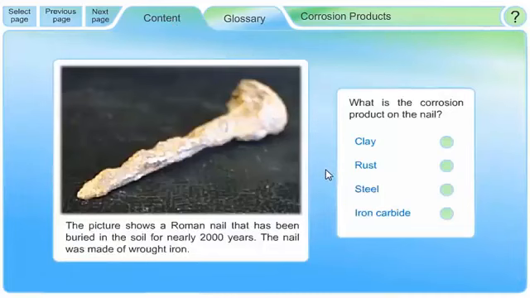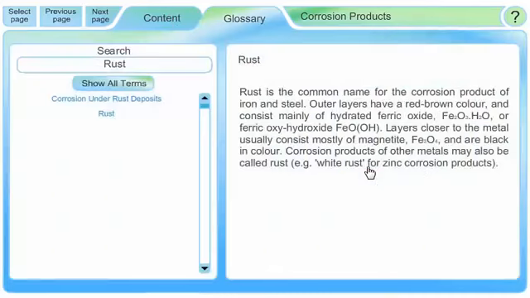So of course the corrosion product on the nail is rust, and rust is a common name for the corrosion product that forms in iron and steel. The outer layers of the corrosion product tend to have a red-brown colour and consist mainly of hydrated iron oxide. Layers closer to the metal surface often consist of magnetite and are more black in colour. Some other metals also have corrosion products that are colloquially called rust, for example white rust that forms in zinc. However, this use of the term rust is not really appropriate.